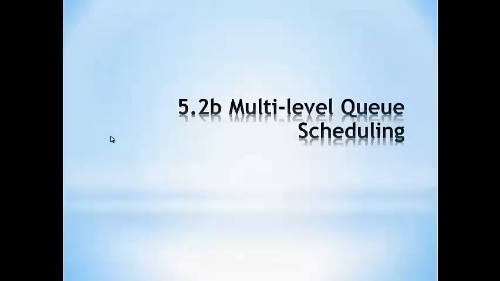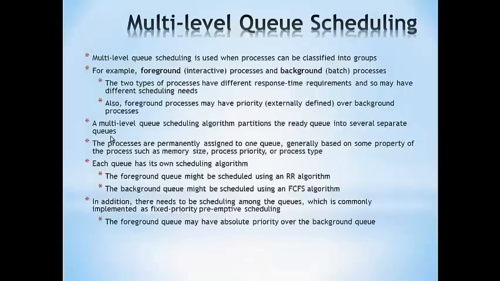Hello, I'm Sandeep and I'm going to discuss the multi-level queue scheduling algorithm. We use the multi-level queue scheduling algorithm when we can classify the processes into groups, like when there are foreground and background processes. In this algorithm, the two types of processes have different response time requirements and different scheduling needs. The user may want to give more priority to foreground processes over background processes, which we can assign externally.